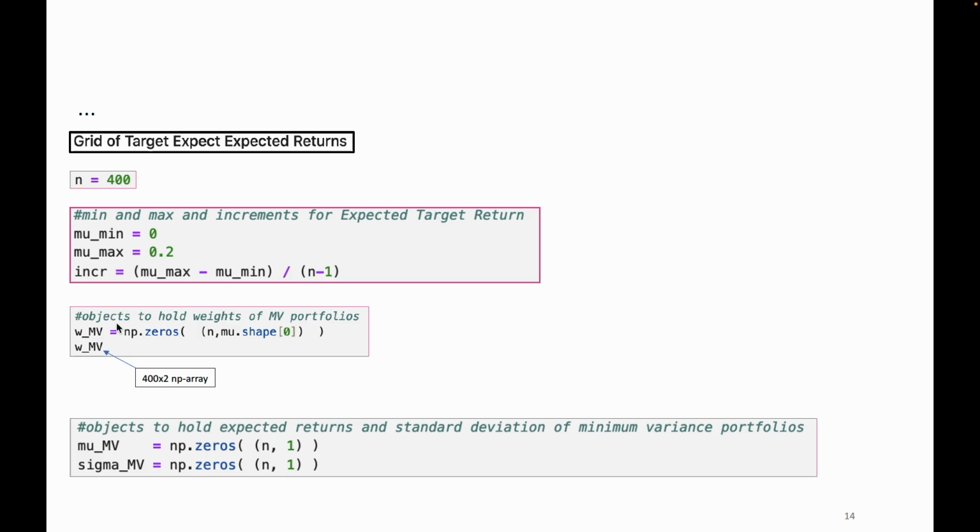And what I'm now computing, I tell Python to create storage. And what do I want to store? I want to store the portfolio weights of these 400 different portfolios. And for each portfolio, I also want to store the expected return of the portfolio and the volatility.